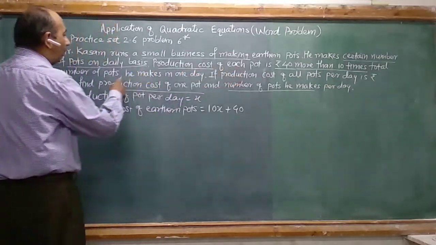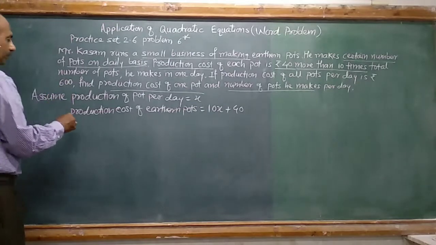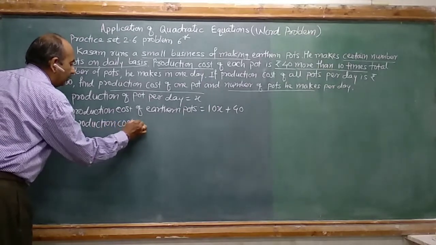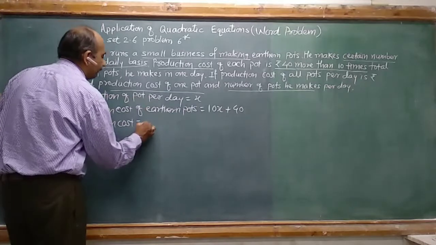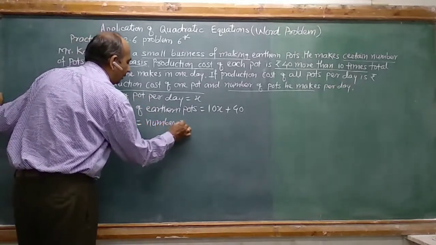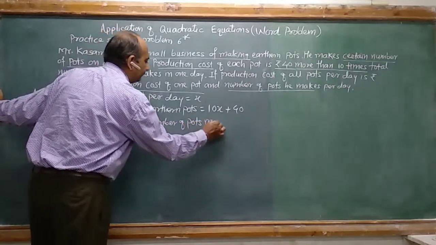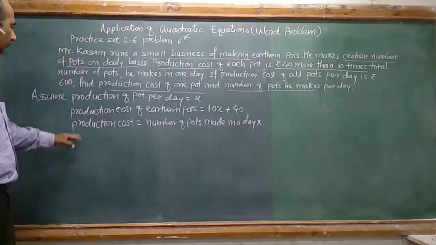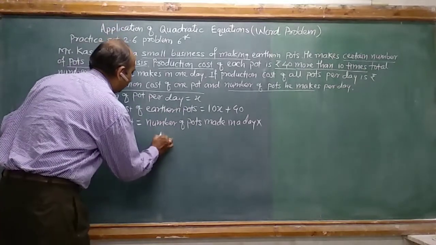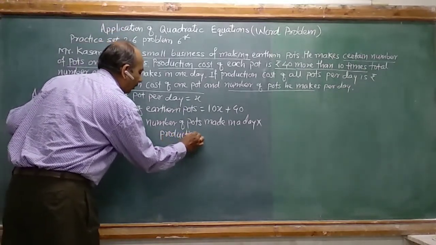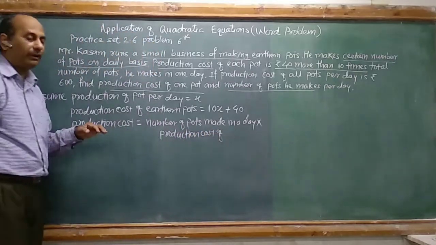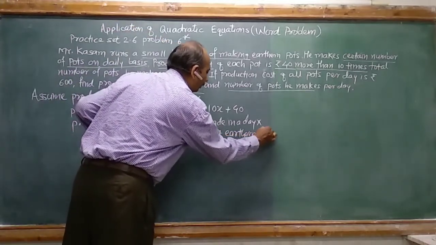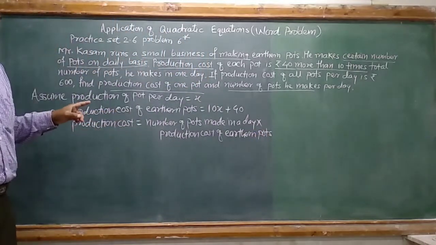If the production cost of all pots per day is 600 rupees, so the production cost is equal to the number of pots made in a day into the production cost of an earthen pot.